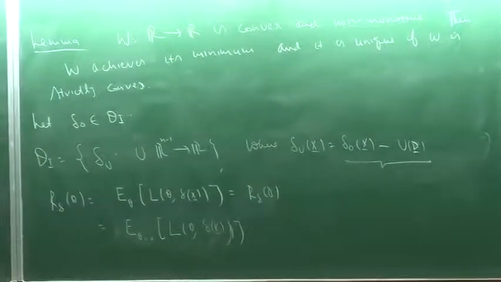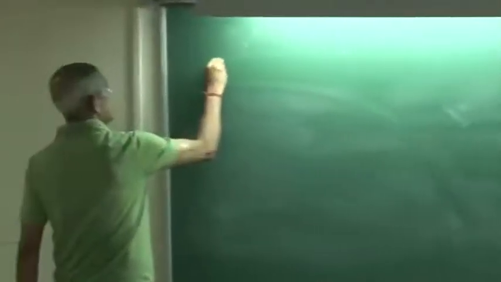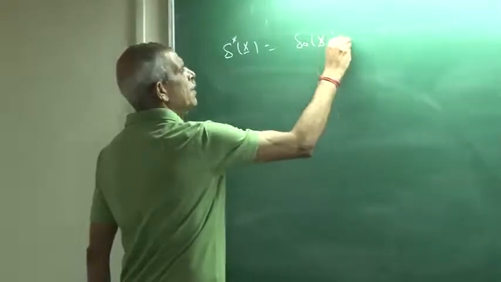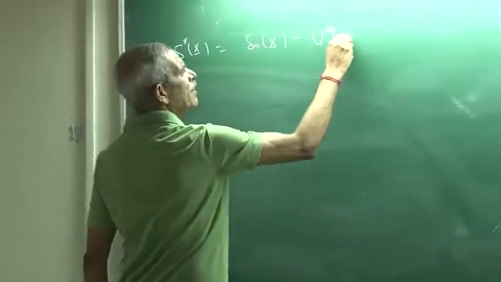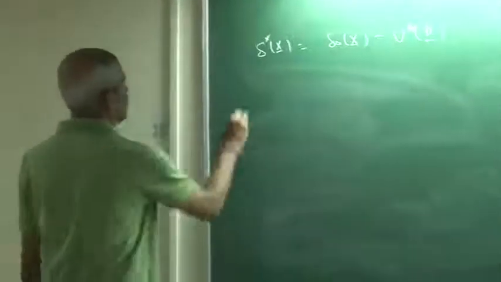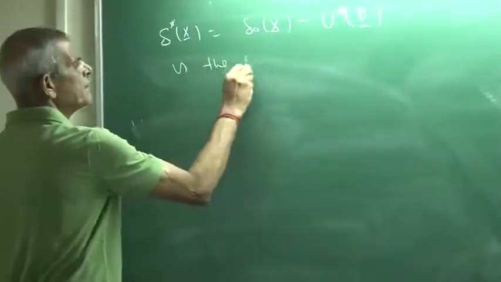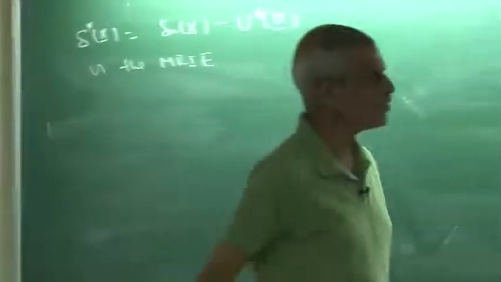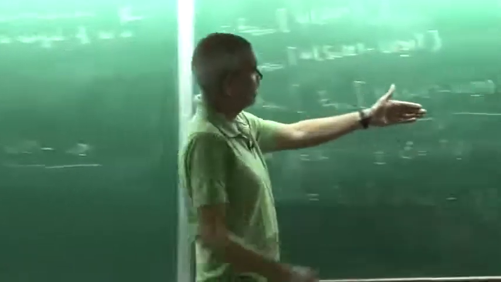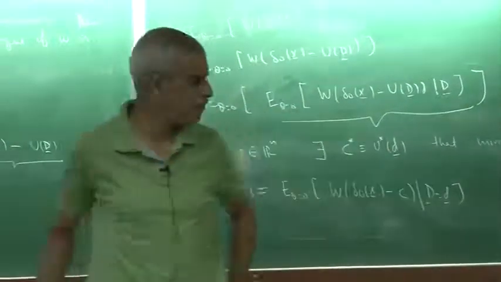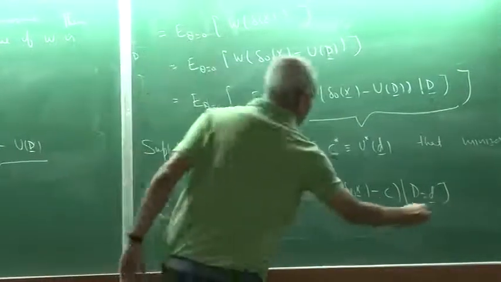Then delta naught, so delta star x, which is delta naught x minus u star d, is the minimum risk invariant estimator. Right? So I try to minimize this inside expectation for every fixed d, which is done through minimization of this function.